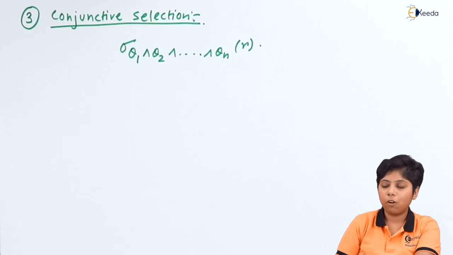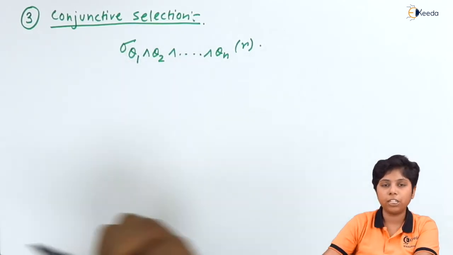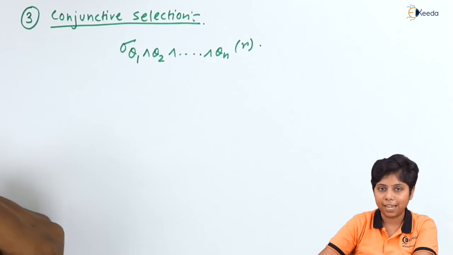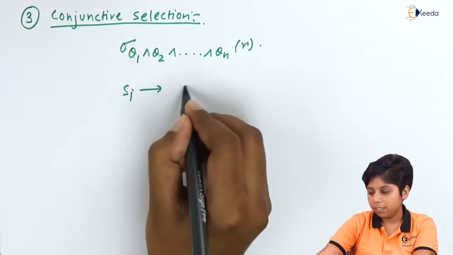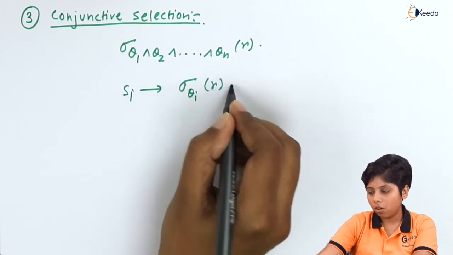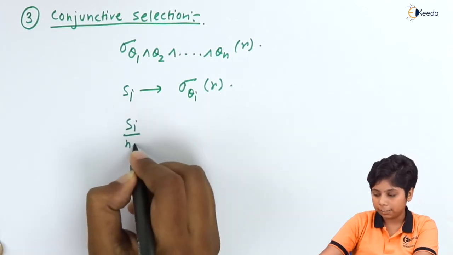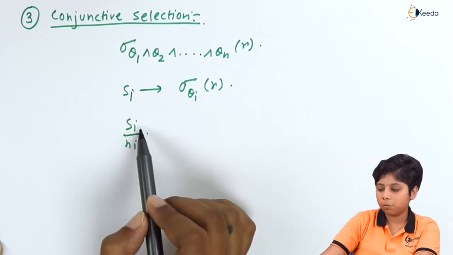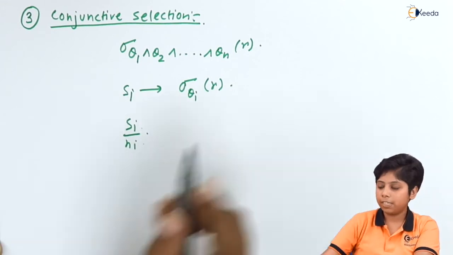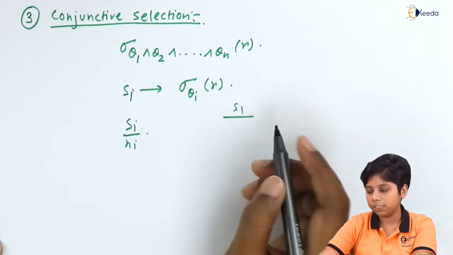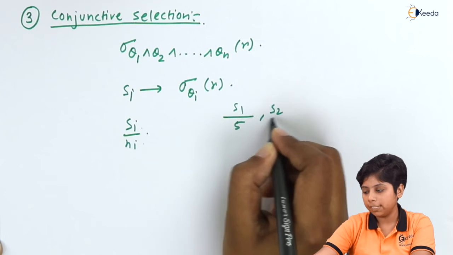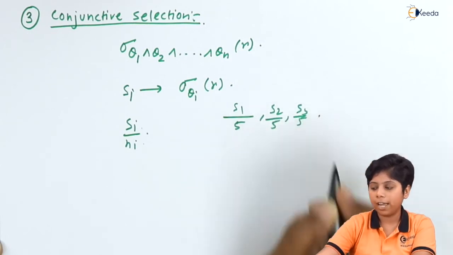Now the next one is selection over a complex operation. The first one is the conjunction. If the selectivity of each theta i on relation R is represented by s_i, that means s_i represents the selectivity of theta i of R, that is the size. So we can say that the probability of selectivity for each theta i is s_i by n_r. Say for the first one it is s_1 by n_r, then s_2 by n_r, s_3 by n_r, and so on.